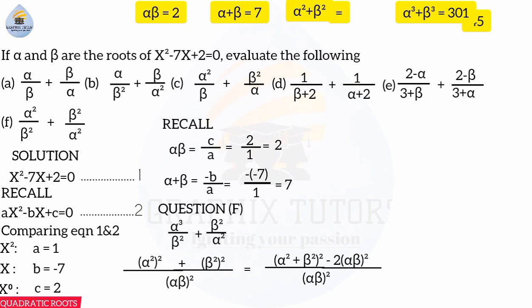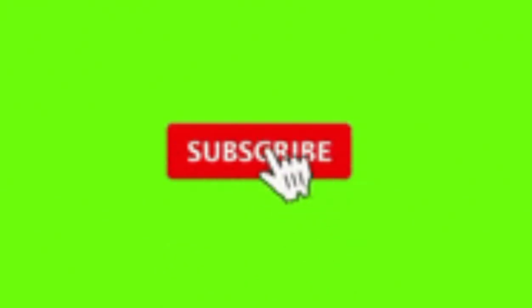So if I put my parameters here, my alpha square plus beta square is giving me 45, as you can see from here, all square, minus 2 into bracket, alpha beta is 2, put your 2, all square, all over alpha beta all square, which is 2 square also. So my 45 square is 2025, minus 2 square is 4, 4 times 2 is 8, all over 2 square, that is what? 4. So if you subtract 2025 minus 8, you have 2017 all over what? 4. That is my answer.